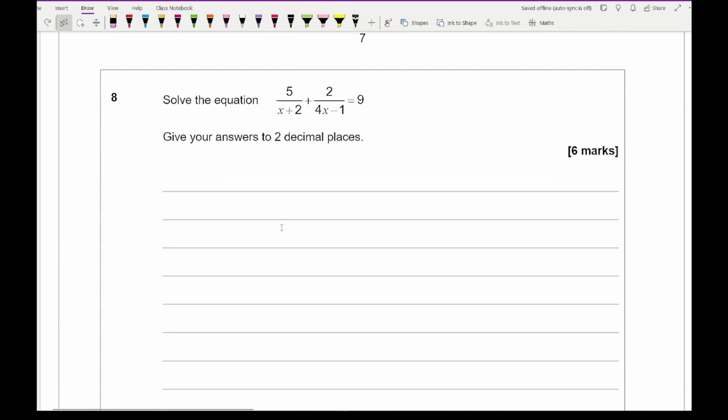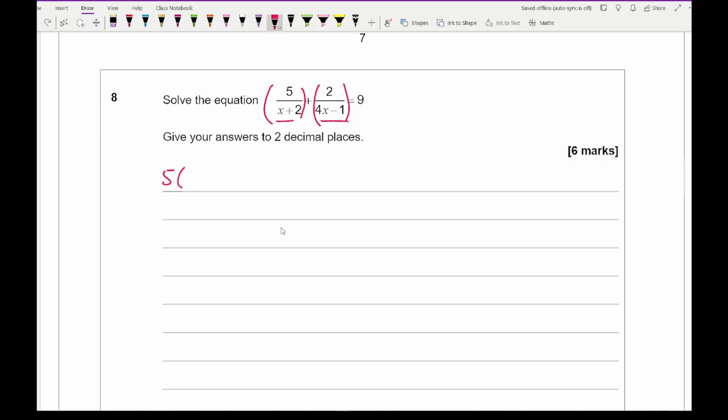Then moving on to our last question, it says solve the equation 5 over 2x plus 2, plus 2 over 4x minus 1, equals 9. Give your answer to 2 decimal places. So first things first, what we need to do is have a common denominator. So we multiply this first fraction by this denominator and the second fraction by that denominator.